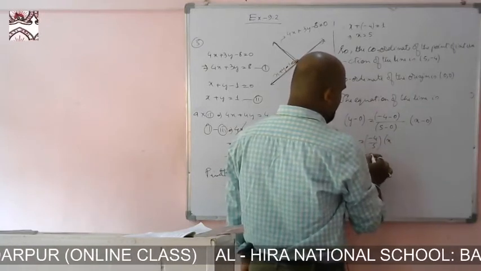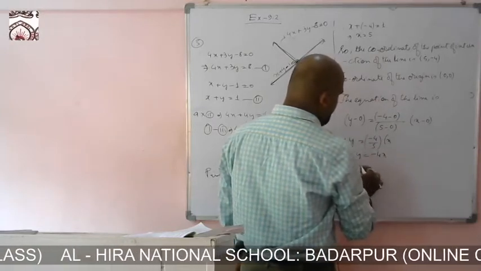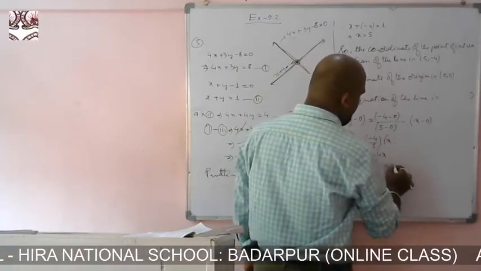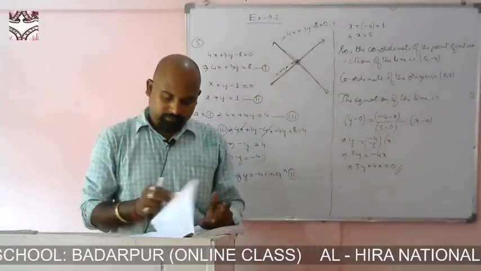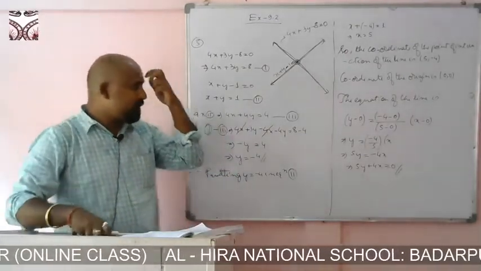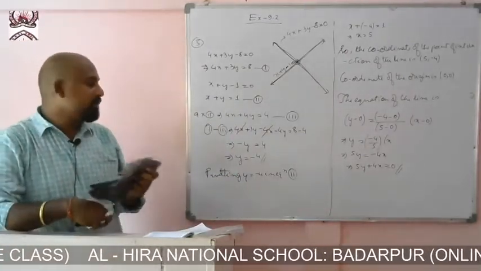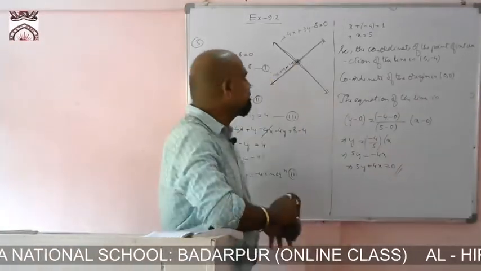The 5y equal to minus of 4x implies 5y plus 4x equal to 0. 5y plus 4x is equal to 0. This is the required equation of the line. Okay.